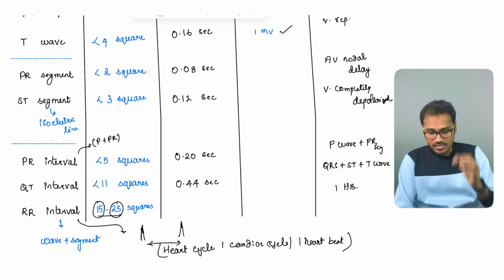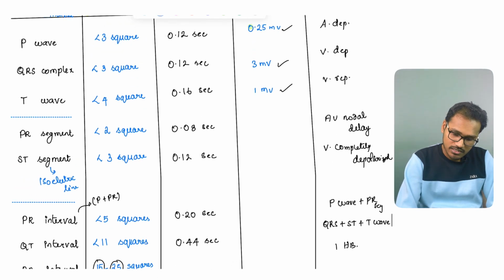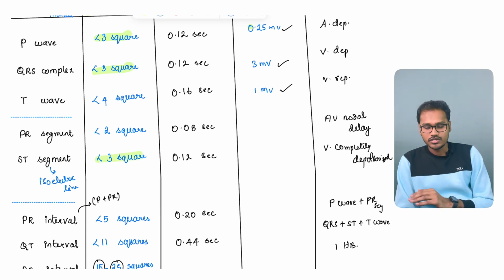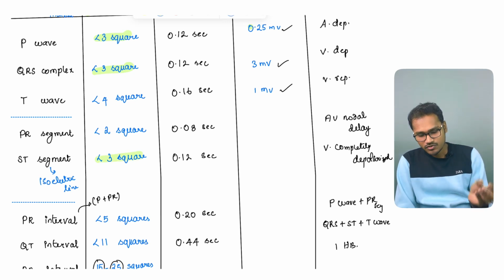So with the help of this table, you can easily remember the number of squares and understand the normal duration. If you just remember the number of squares, you can extrapolate it to the duration for which the particular wave, segment or interval is happening. So this is all about the ECG paper setting.